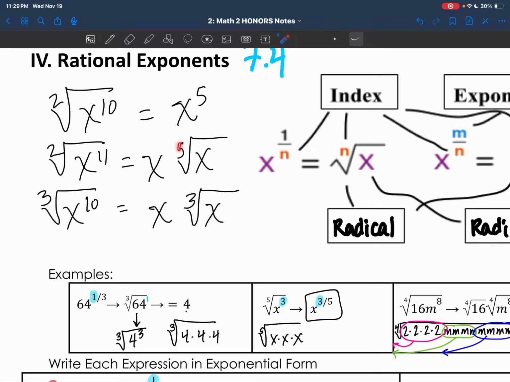Oops, I wrote this here. I'm catching all my mistakes as I'm going over it. So you were to have, and I think I did the same thing down here too. Wow, I'm tired.